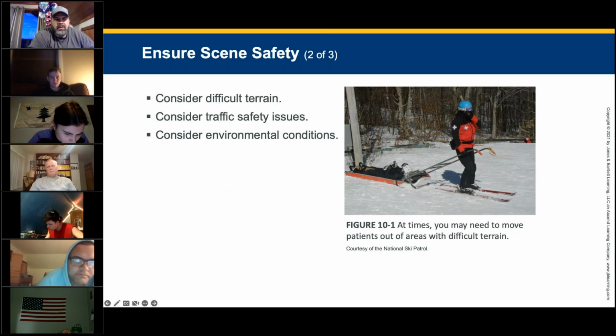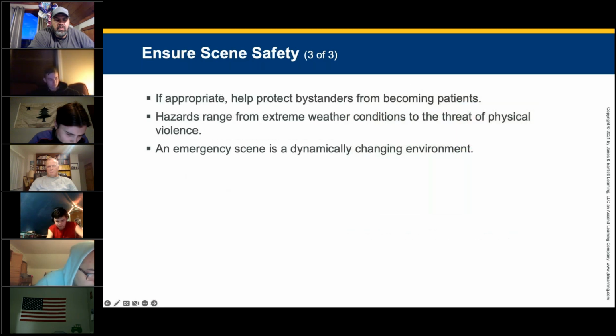Another consideration would be difficult terrain, traffic safety problems, and any environmental conditions you might run into, whether that be extreme heat, extreme cold, anything like that. If it's appropriate to do so, you should help protect the bystanders from becoming additional patients. Obviously, you shouldn't necessarily put yourself or your primary patient in jeopardy to do that, but if you're able to do so safely, help protect the bystanders.